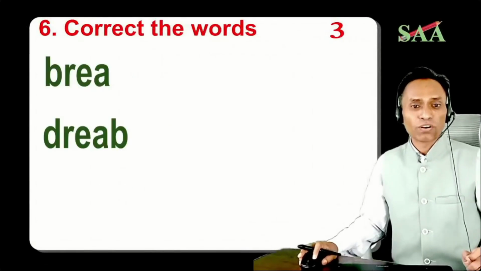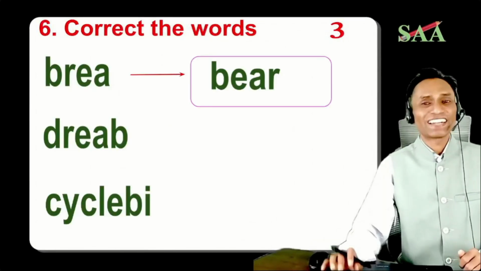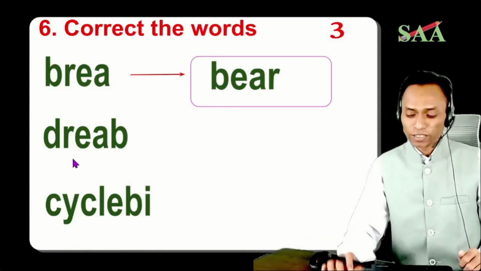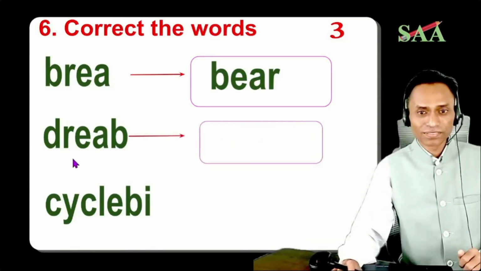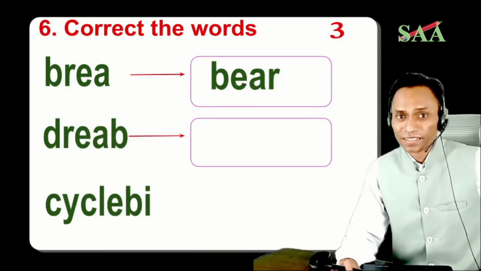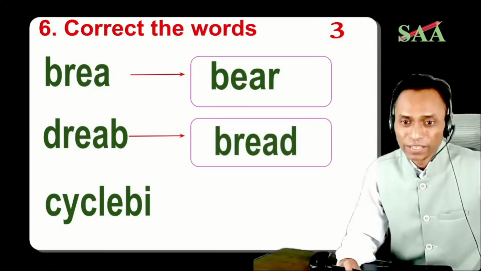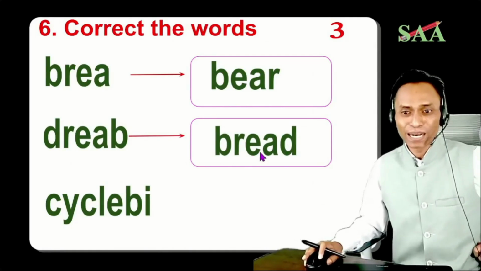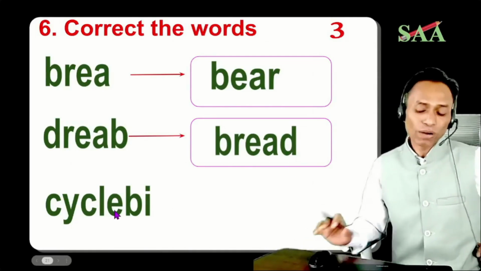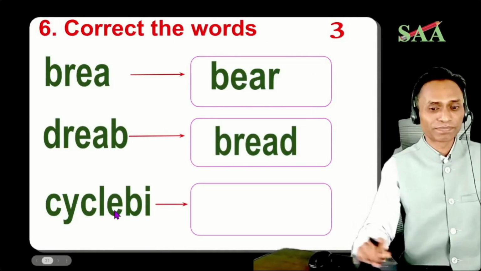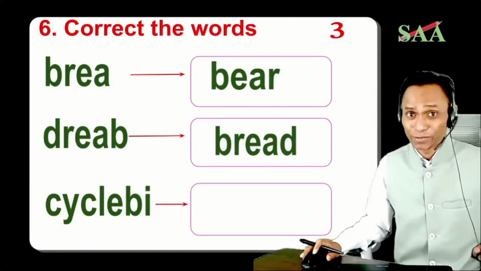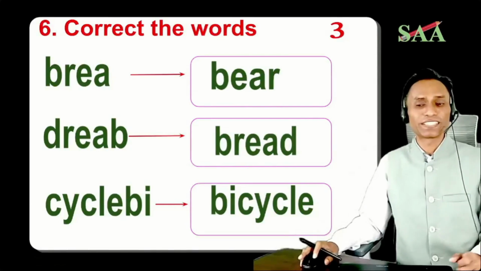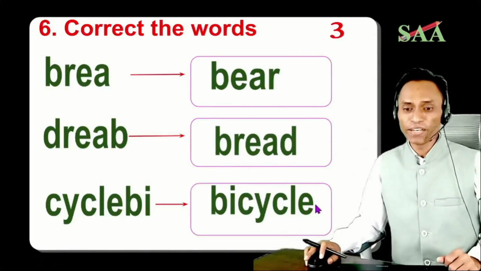Now correct the words. Bear. Right? Bhalu. Bear. And what will be the second word here? The correct word will be butter. Bread. Yes. B-R-E-A-D. Bread. And what will be the last word here? Can you identify? Bicycle. Yes, bicycle. Very good. B-I-C-Y-C-L-E, right? Bear, bread, bicycle.